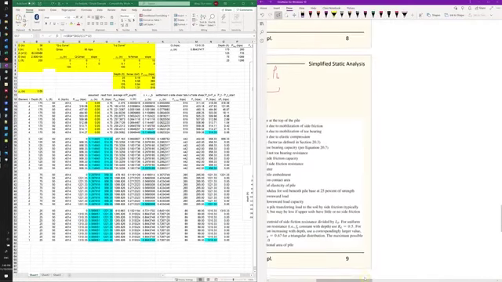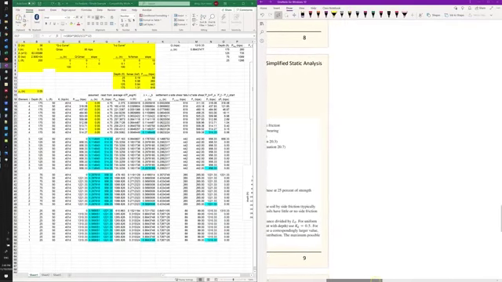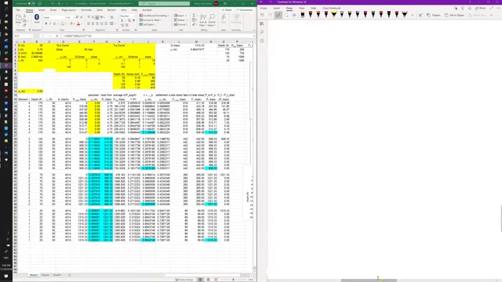The very first thing to do is calculate the stiffness. So the first step here is to calculate K equals the Young modulus times the area divided by the length. We have all this information already, so we know the stiffness of the piles.